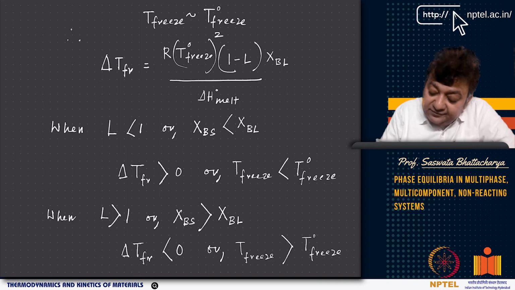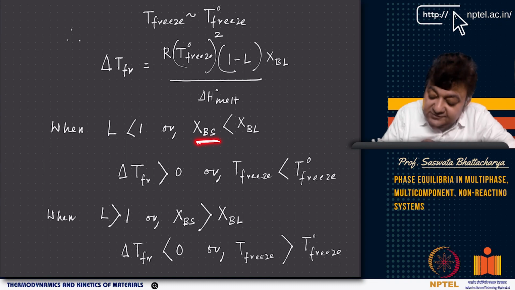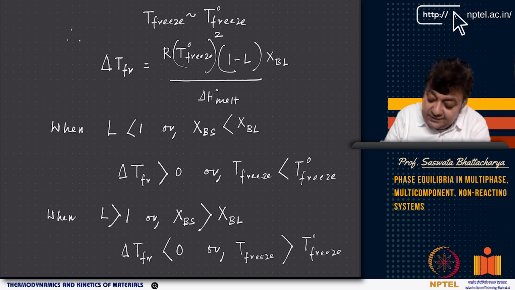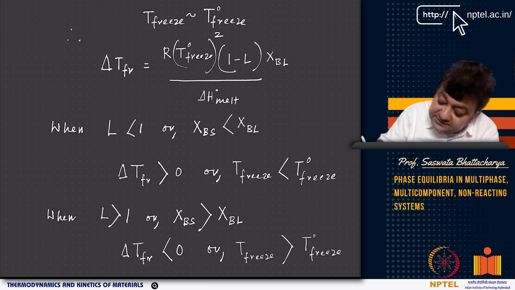Now if you look at that, when L is less than 1, that is XBS by XBL is less than 1, that is XBS, the amount of B partitioning in solid, is less than the amount of B partitioning in liquid, then in that case you have delta TFR greater than 0, or T freeze is less than T naught freeze, which gives you depression of freezing point, right?